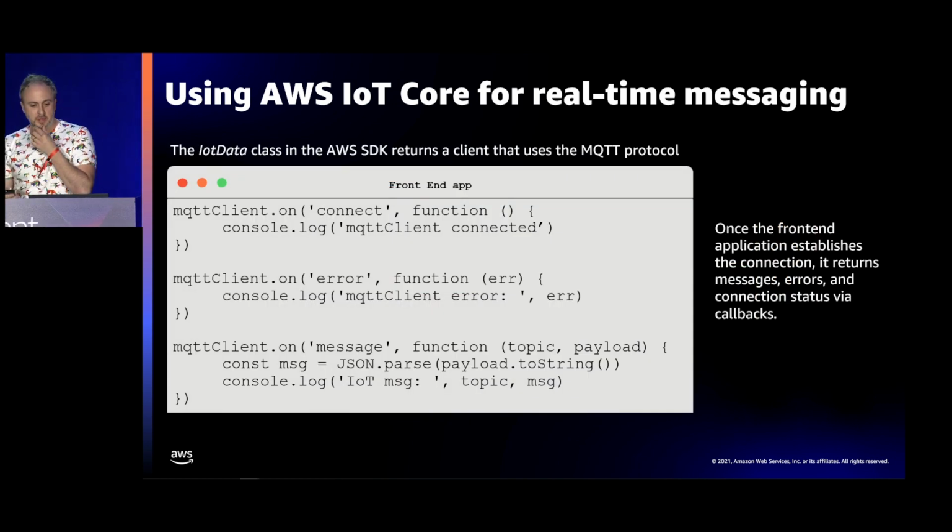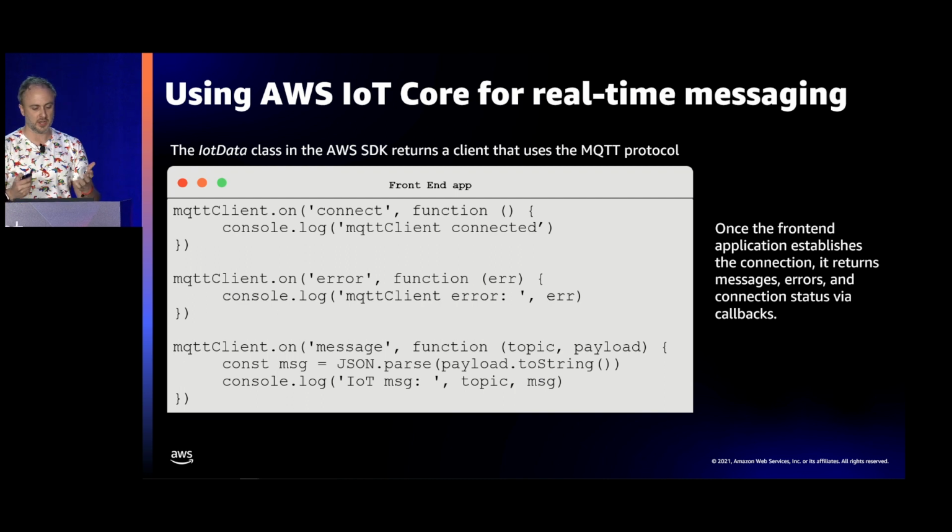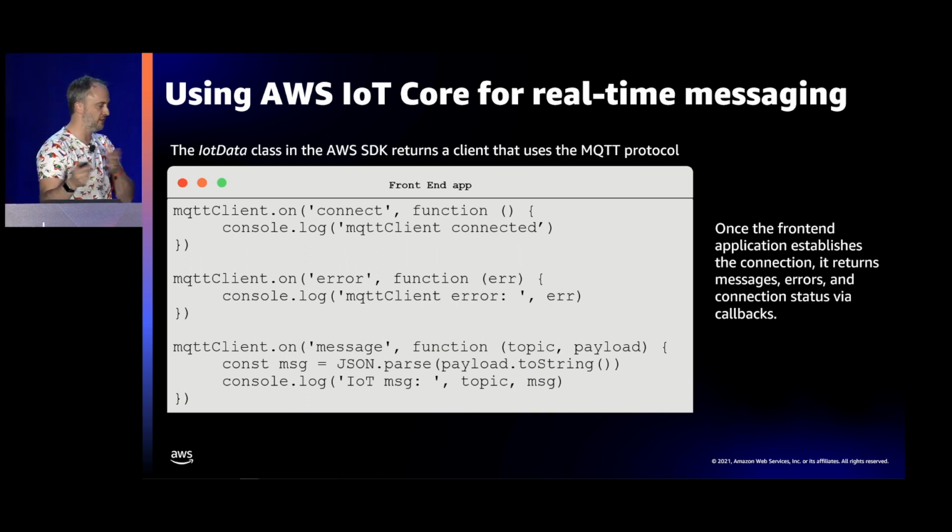Here's how you implement it in code. This is using the IoT data class in the AWS SDK, which uses MQTT protocol. So these three different events are capturing different things, right? The first one is when the initial connection is made. The middle one is whenever there's an error, a message being reported back. The third one's the important one.